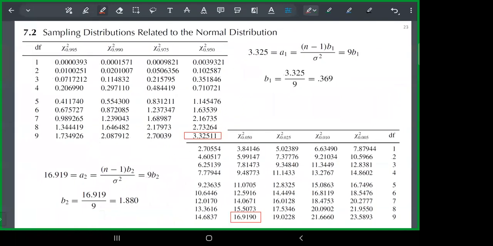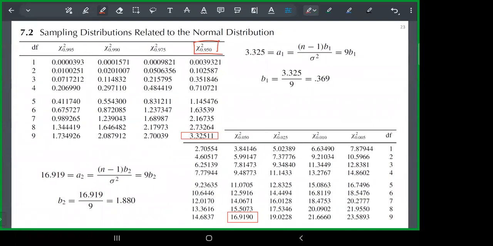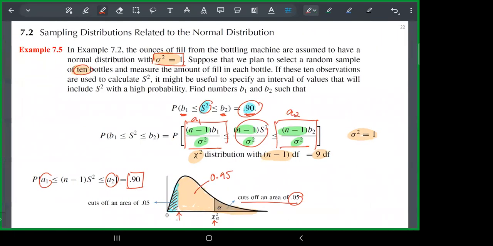That's why I have to look up the chi-square of 0.95 at the degrees of freedom of 9. The intersection is this one right here, and that will give me A1. With me, guys? All right. A1 is right here, and now I do the same thing for A2. Let me use another color here.